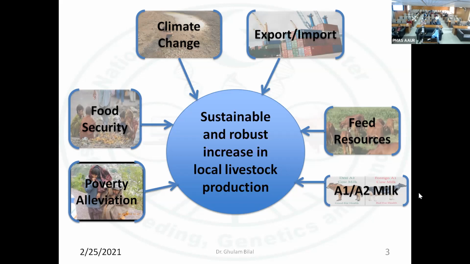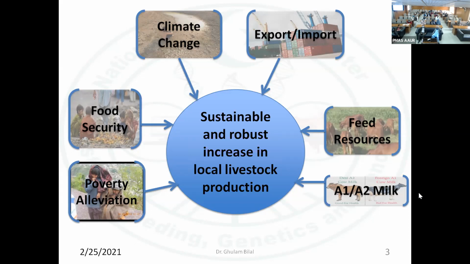Next is A1, A2 milk. You might have heard about A1, A2. A1 is a genotype. These cows produce bad milk. They have a genetic variant. This is a mutation, an SNP mutation. Their milk consumption results in cancer and diabetes and many other dangerous diseases. And the most significant is lactose intolerance. So if you consume A1 cow's milk, you can get lactose intolerance, and a lot of problems come with our infants. Our local breeds are producing A2 milk.